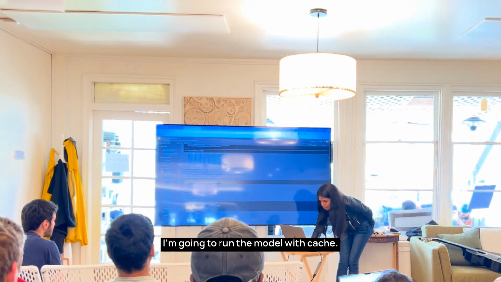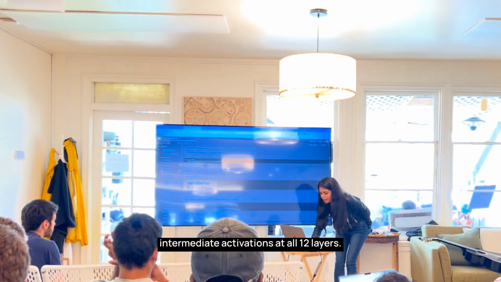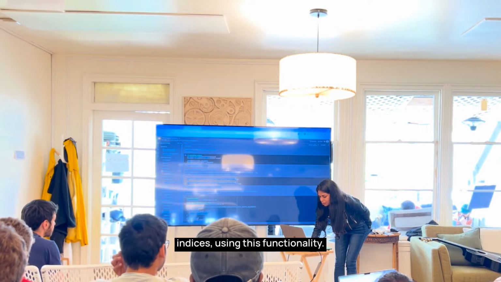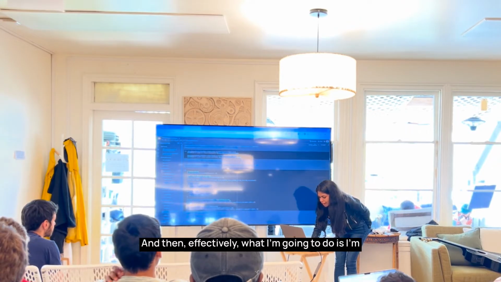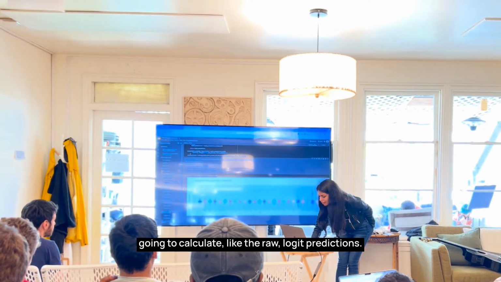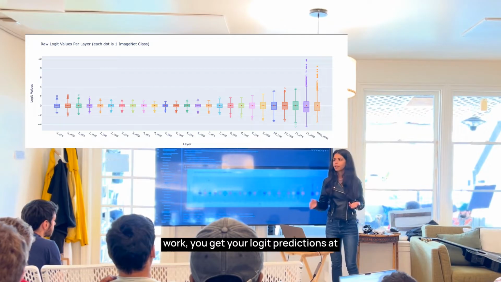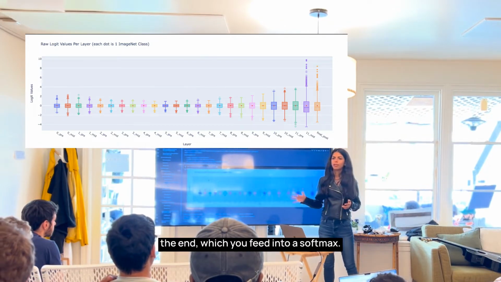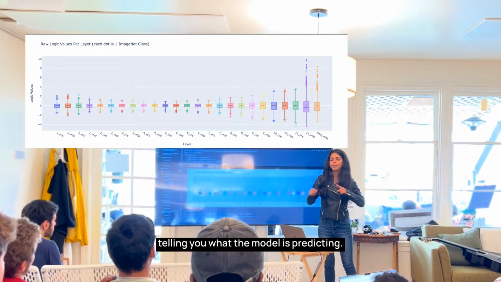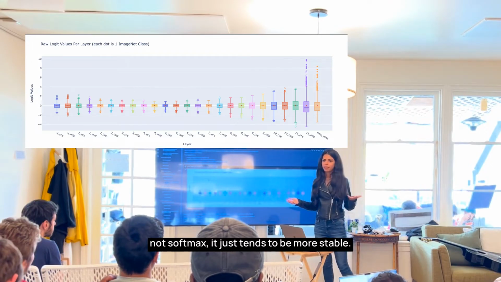I'm going to run the model with cache, and this means that I'm collecting all the intermediate activations in all 12 layers, and I'm going to collect my ImageNet indices using this functionality. Then effectively what I'm going to do is calculate the raw logit predictions. For anyone familiar with how transformers work, you get your logit predictions at the end, which you feed into a softmax. Logit predictions are such an important metric in mechanistic interpretability because they're telling you what the model is predicting. We tend to use logit predictions and not softmax because it tends to be more stable.